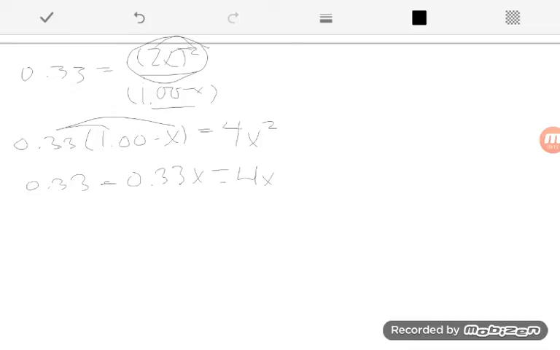Still have 4x squared here. Now I want to get everything on the same side. I see that I have an x squared, this is a quadratic equation, so I want everything on one side, so I'm going to subtract this from both sides and add this to both sides. So I'll end up with 0 over here, and I'll still have 4x squared. And then I just want to put these in order, so plus 0.33x minus 0.33.